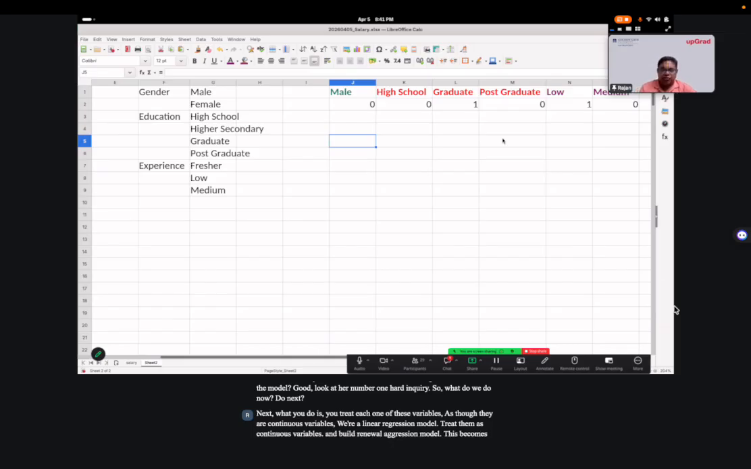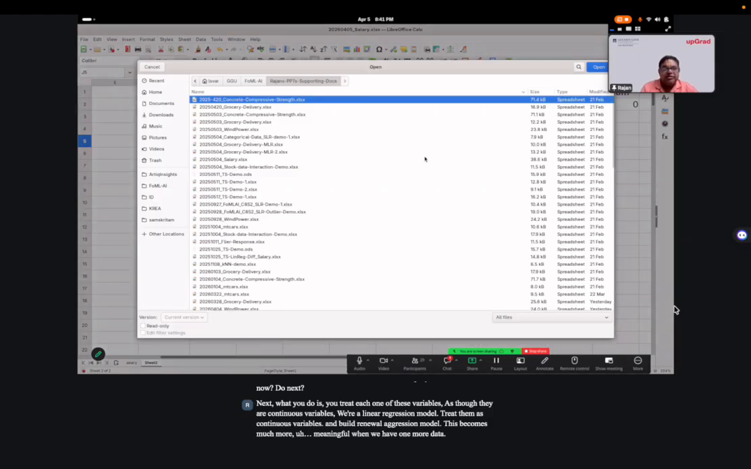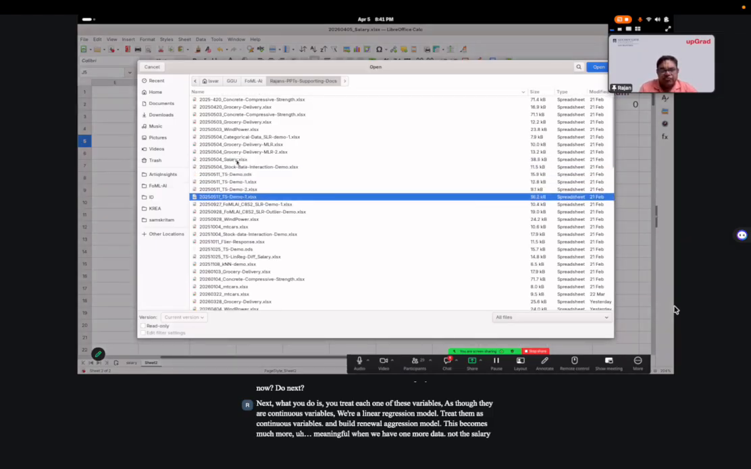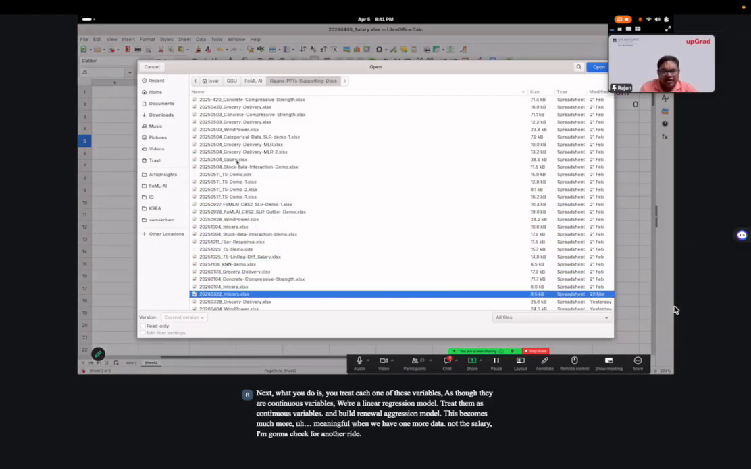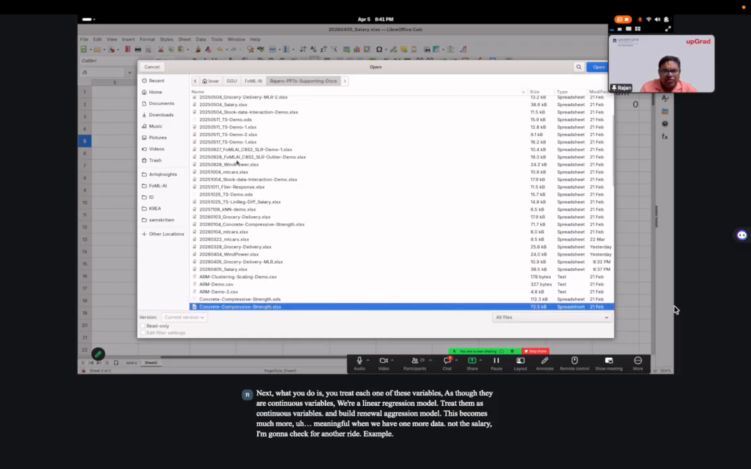This becomes much more meaningful when we have one more data set. Not the salary, I'm going to check for another example. I do not know what that is.